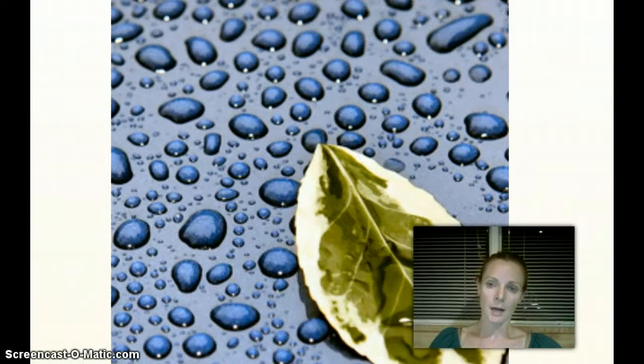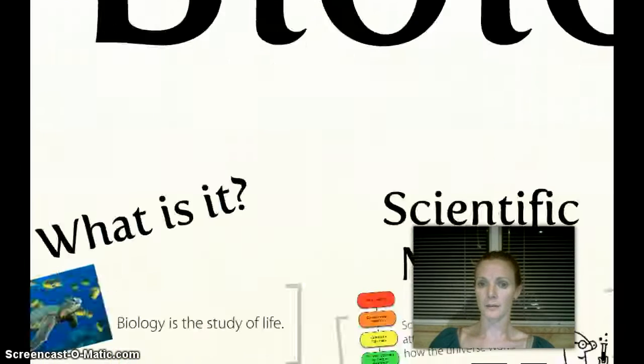Actually, I find a lot of my pictures on Google Images, and this one came up for biology among many, many other ones. But I really like this one. First of all, I just love the way drops of water look. But it's really cool. There's a lot that can be symbolized in different pictures. So moving on, biology, let's talk about what it is, okay?